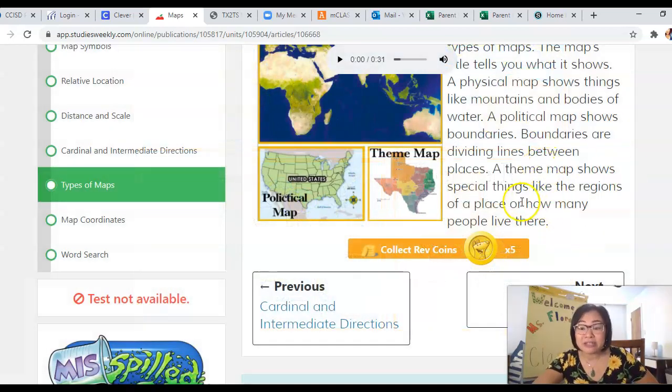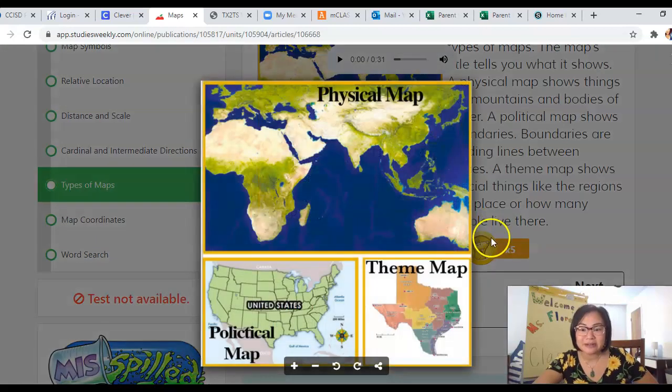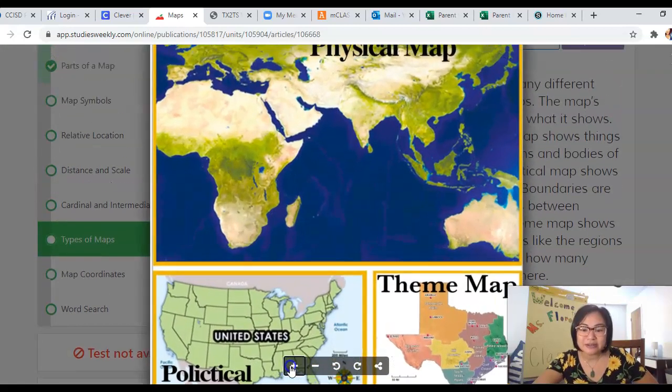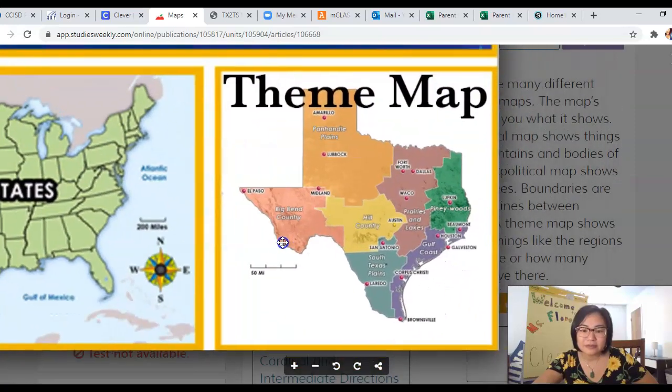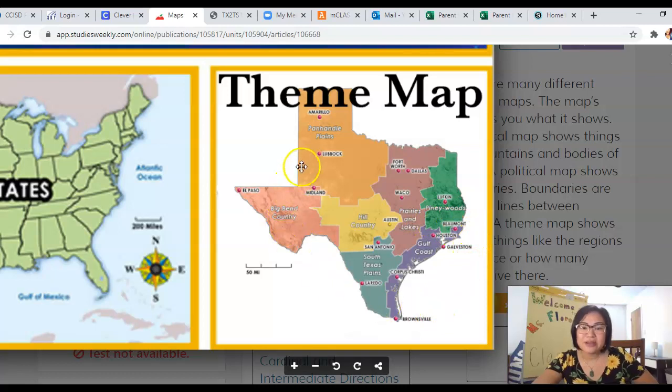A theme map shows special things like the regions of a place and how many people live there. Let's take a closer look. Whoa! This map shows us all the cities. It also shows us different regions like the Panhandle Plains, the Hill Country, the South Texas Plains, and the Gulf Coast, the prairies and the lakes, the piney woods, and Big Bend Country.